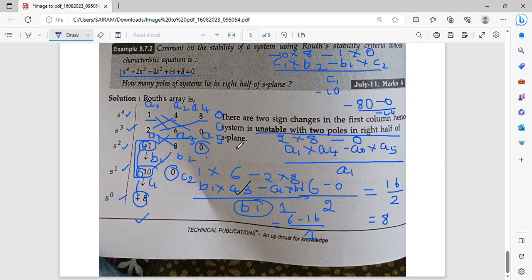This is how we are supposed to find it out, and this is what is for today's session. A small thing I wanted to tell you before I wind up. From plus 1 it is going to minus 10, so there was a transition from positive to negative, and again from this negative to positive. So that is why there are two sign changes and the system is unstable with two poles in the right half of the S plane.